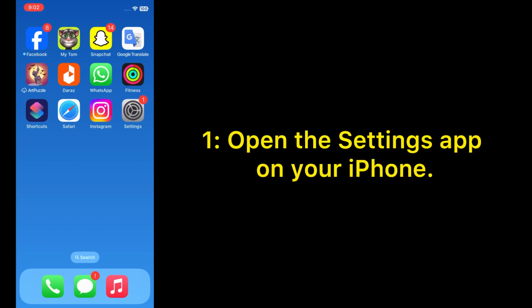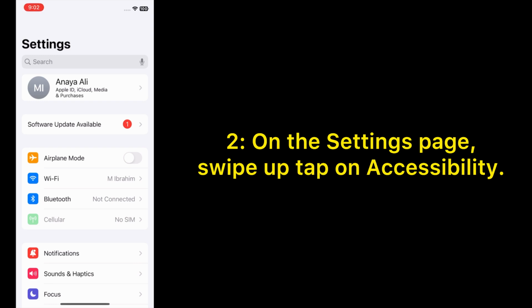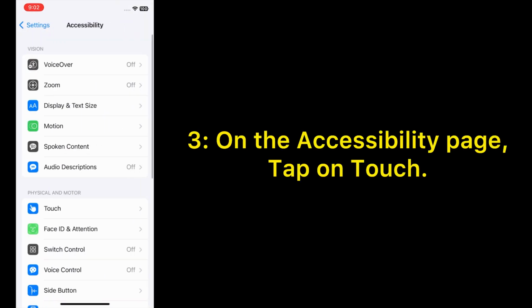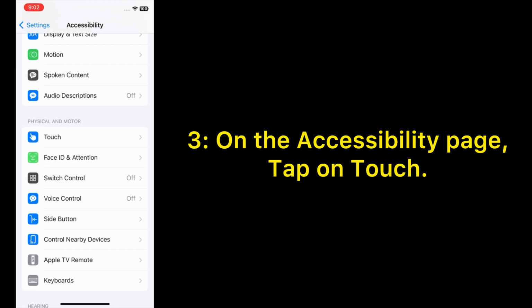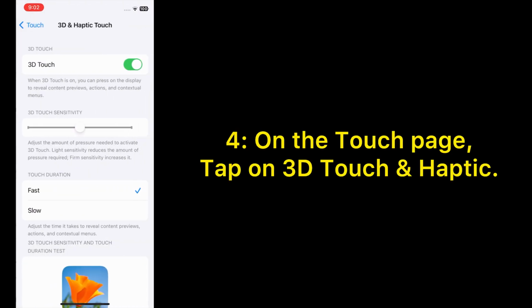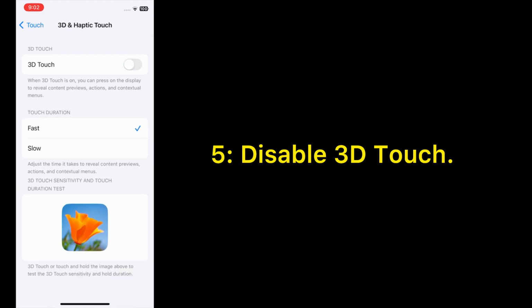Method number 1. Disable 3D touch. Open the Settings app on your iPhone. On the Settings page, swipe up, tap on Accessibility. On the Accessibility page, tap on Touch. On the Touch page, tap on 3D & Haptic Touch. Disable 3D Touch.